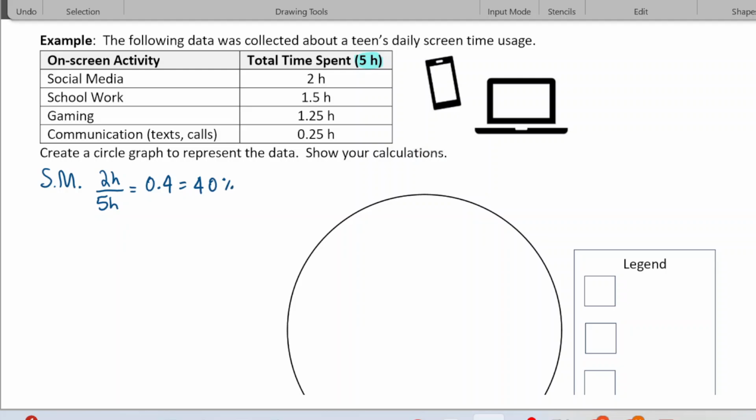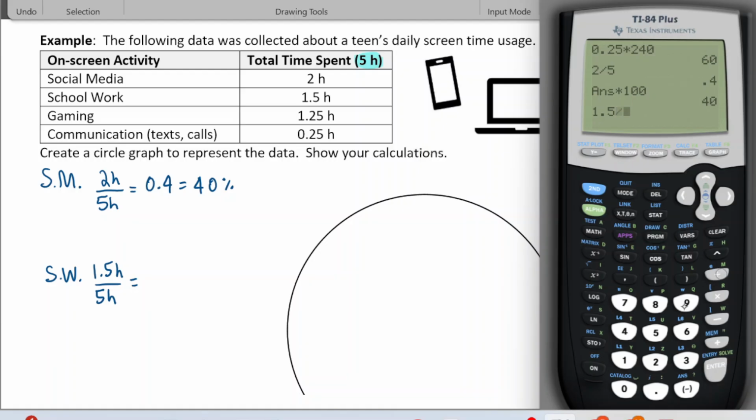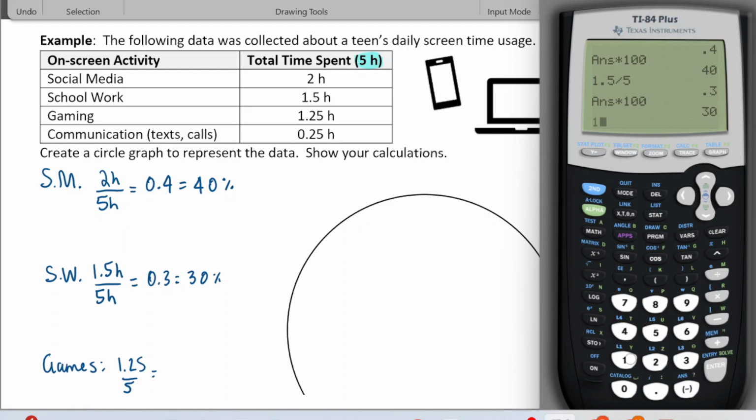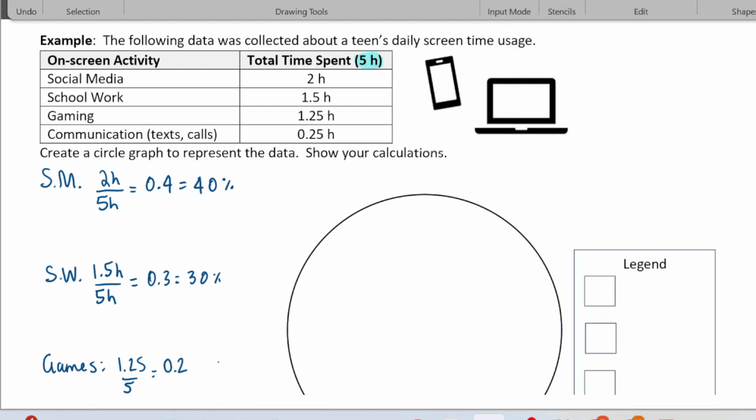Let's just do that same thing, convert each of these into a percentage. So schoolwork, it was 1.5 hours out of 5 hours. And if I use my calculator, that will tell me the decimal, 0.3. Times it by 100, 30%. Gaming, 1.25 out of 5. Again, my calculator will tell me 0.25, which is 25%.